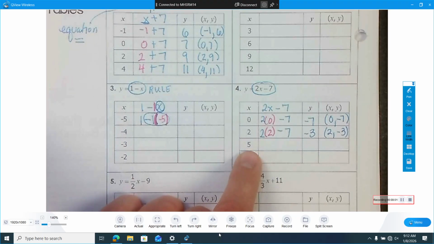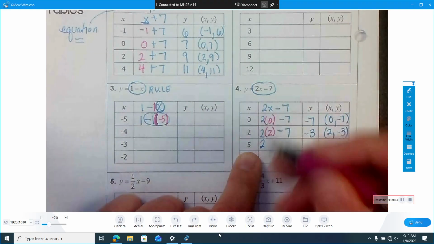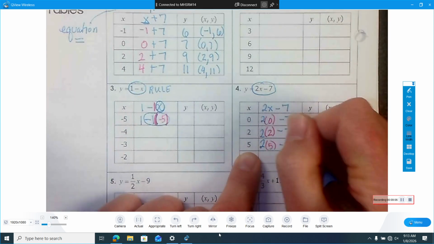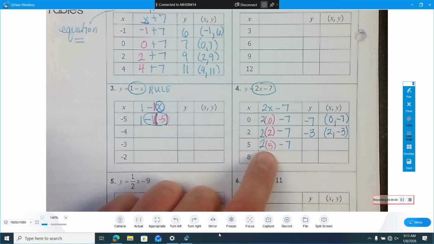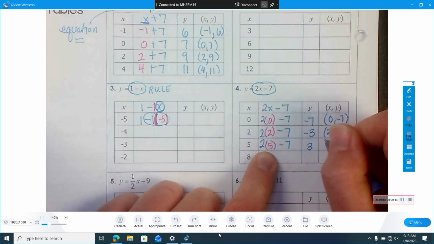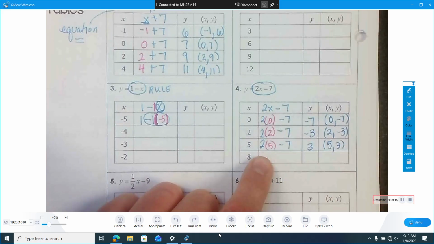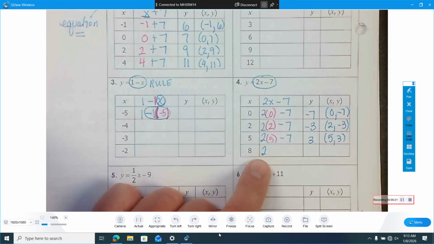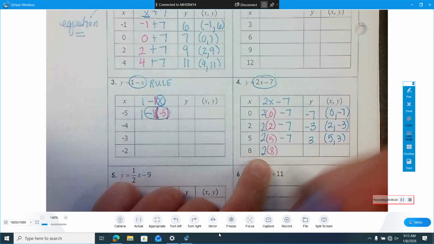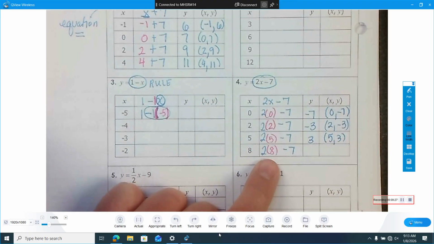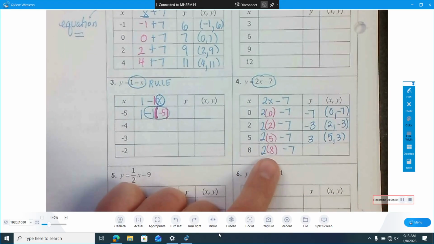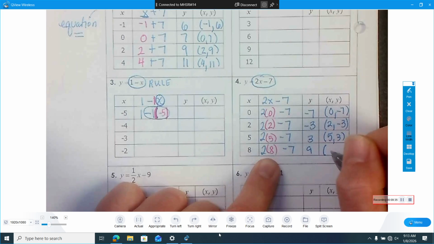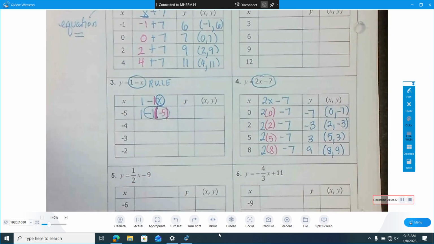Now my x is going to become a 5, so I have 2. Plug in the 5 and subtract 7. We got to multiply first. What's 2 times 5? 10 minus 7? 3. What's my ordered pair? 5, 3, beautiful. And now I'm going to plug in an 8. So I have my 2. I'm going to plug in an 8. And then I'm going to subtract 7. What is 2 times 8? 16 minus 7? 9. And we get an ordered pair of 8, 9. Beautiful.